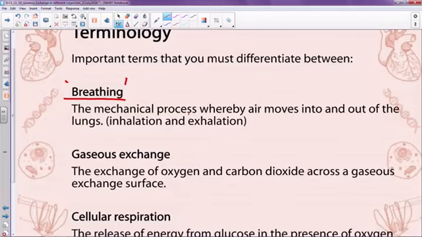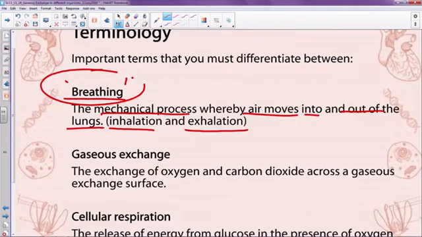Breathing refers to the mechanical process whereby air moves into and out of the lungs, and that basically involves both inhalation and exhalation. So often we refer to the process of bringing in air and removing air rich in carbon dioxide as breathing, and that comprises inhalation and exhalation.